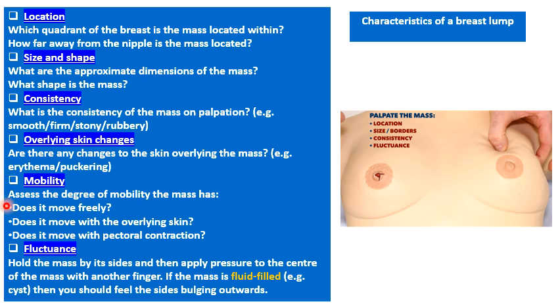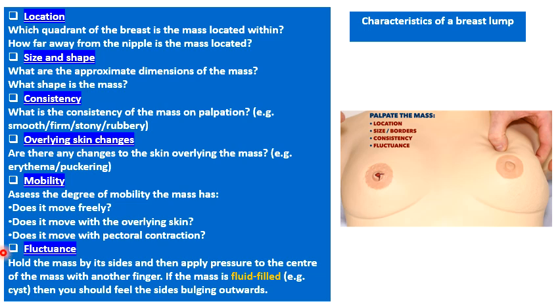Mobility of the lump is important. Assess the degree of mobility of the mass. Does it move freely? Does it move with the overlying skin? Does it move with pectoral muscle contraction? The movement is important to assess whether it is stuck to the underlying muscles or whether it is involving and adherent to the overlying skin. So the overlying skin and underlying muscles are very important to assess whether the lump is attached to them.